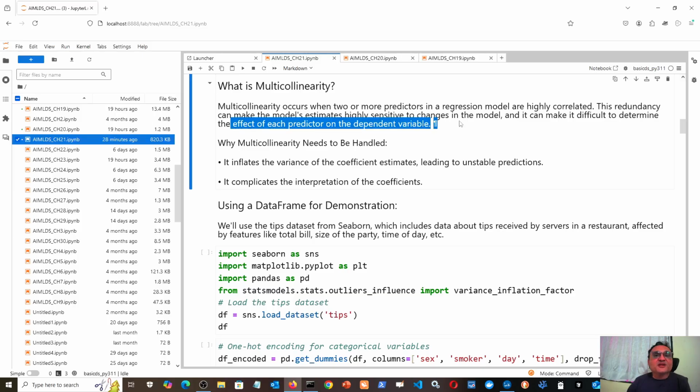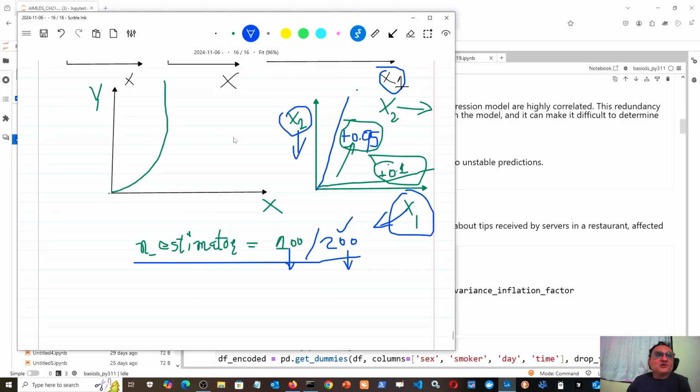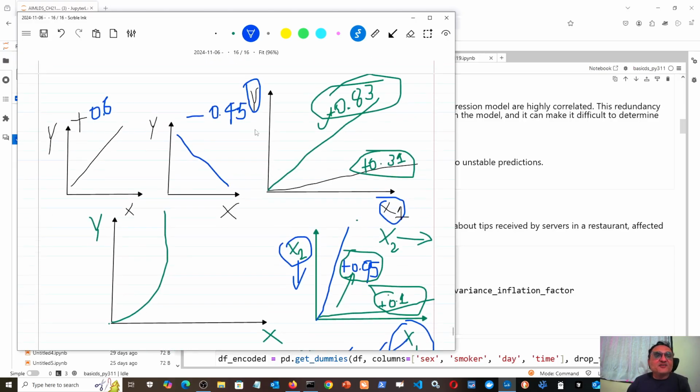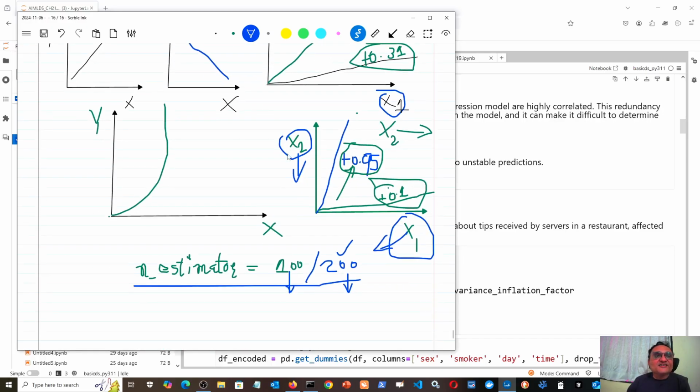It can also be difficult to determine the effect of each predictor on the dependent variable because these two are highly correlated. So when you study the effect of x1 and x2 on y, the problem is that whatever effect on y is occurring, whether it is due to x1 or due to x2 or due to some interaction between x1 and x2, we cannot decide, right?